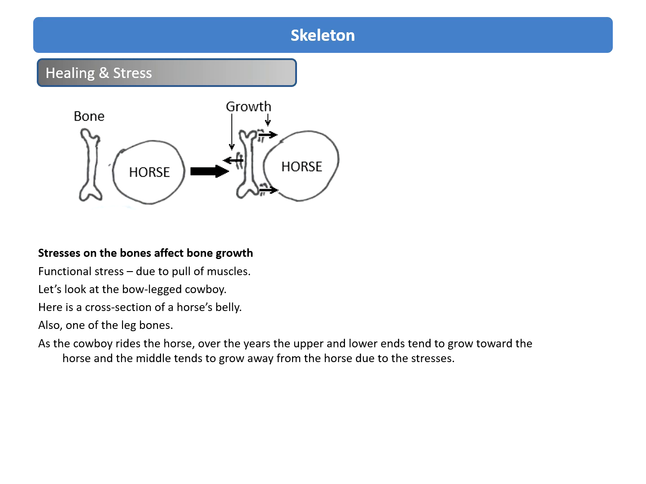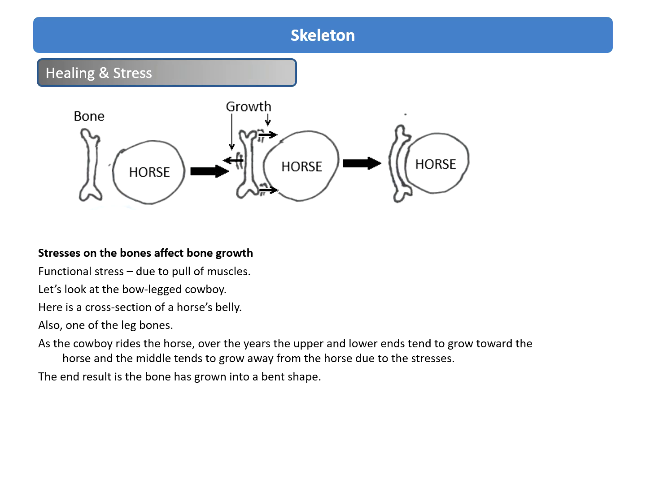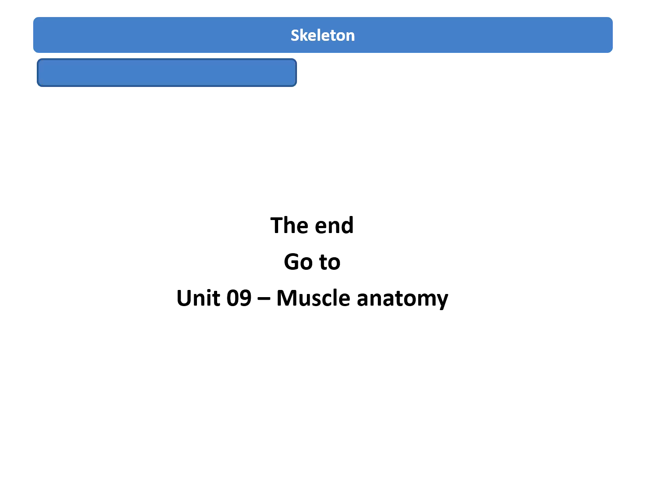As the cowboy rides the horse, over the years, the upper and lower ends of the bone tend to grow toward the horse, and the middle tends to grow away from the horse due to the stresses of the muscles hanging on to the horse. The end result is the bone has grown into a bent shape.